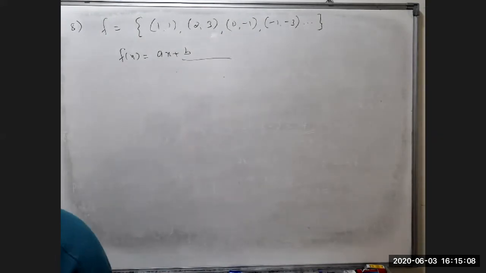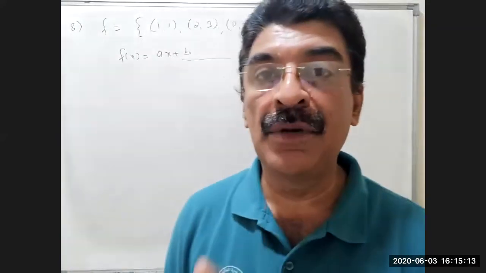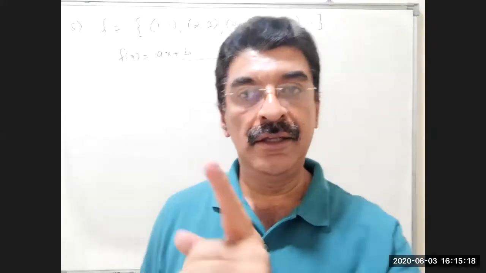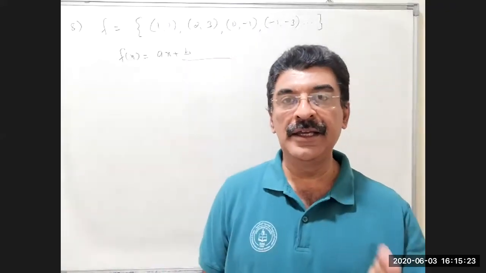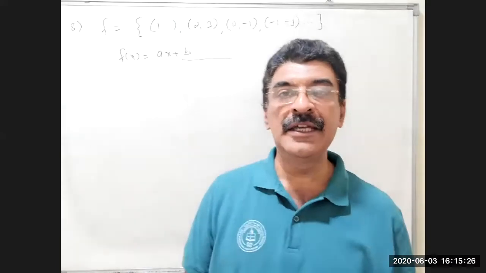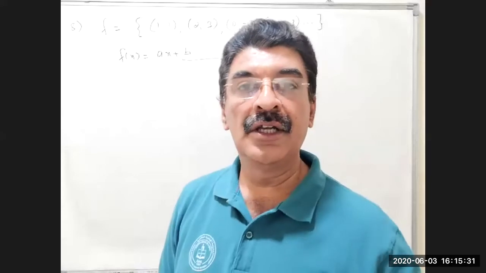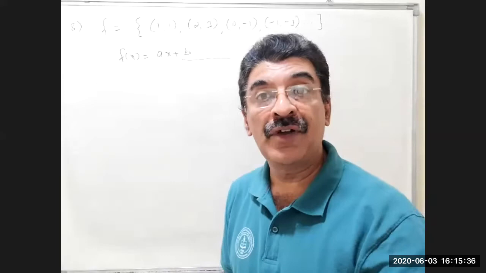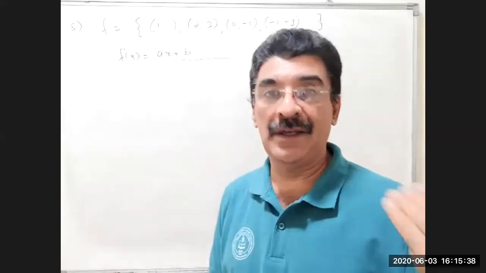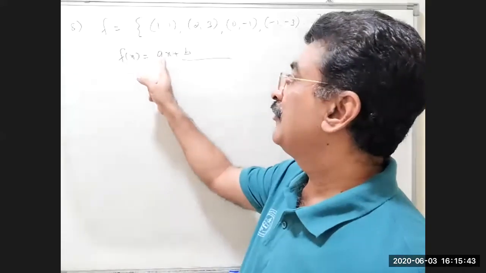Page number 45, example 20 is the same type of question. Again, there it is mentioned to find a linear function, a linear function from Z to Z. Here, linear function means a function of degree 1, ax plus b. A quadratic function will be ax squared plus bx plus c. So linear function means first degree function, ax plus b. So here you can find a and b.